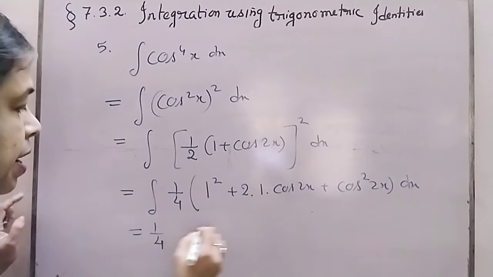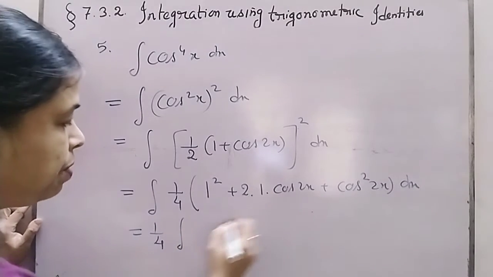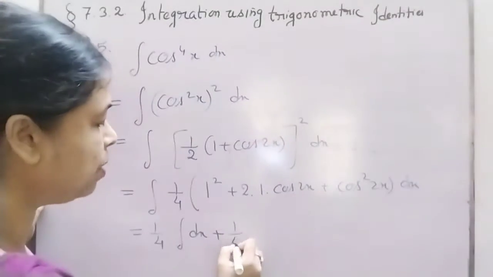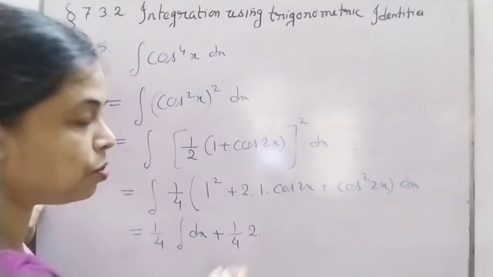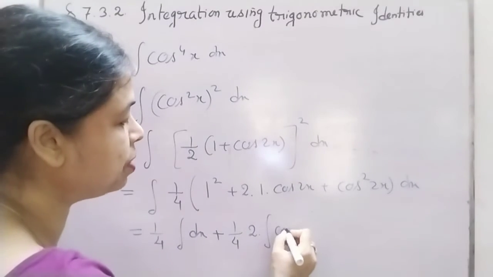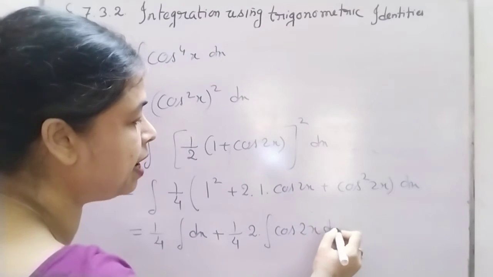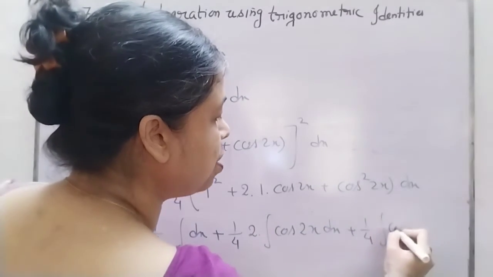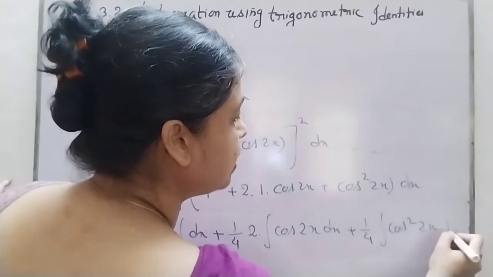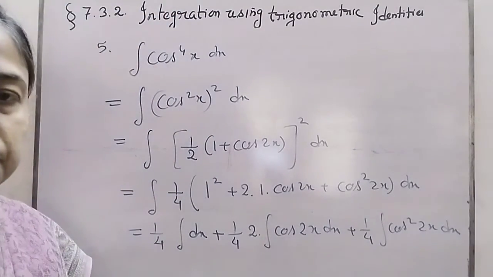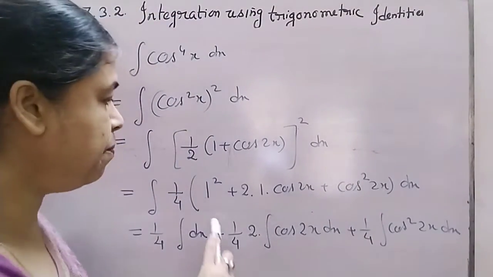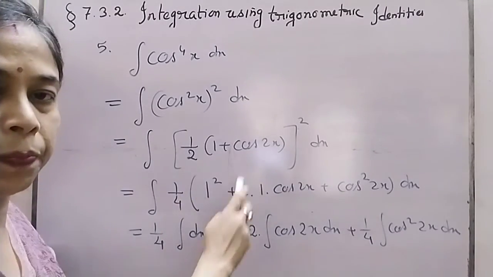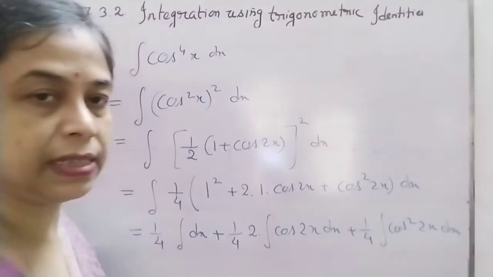Now do the integration part here: 1 into dx, which is integrable, so I have separated it. Plus again I am writing 1 by 4, 2 is a constant, come out of the integral. Inside integration we have cos twice x into dx. Again plus 1 by 4 will be there, and integration we have cos square twice x into dx. Hope you understand it. I have broken it up using the formula (a plus b) whole square, because this square plus this square. Then I have separated it.